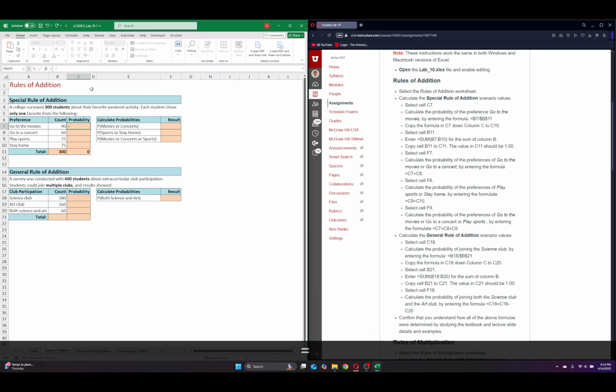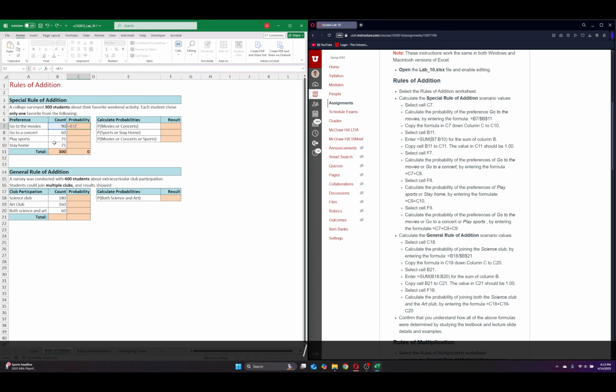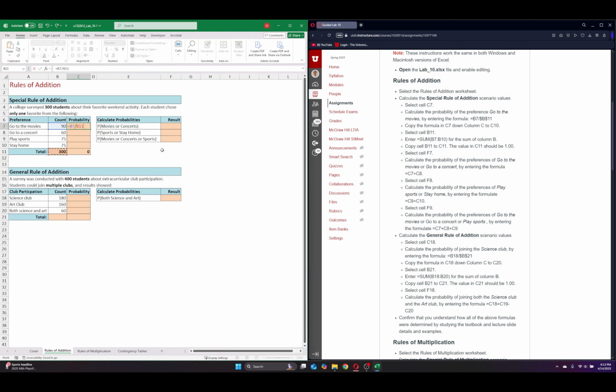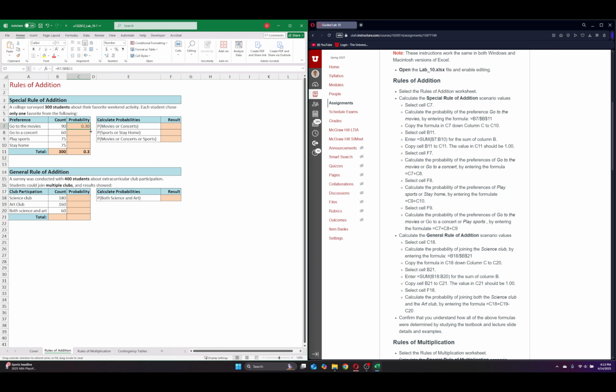Let's type in this probability. This probability is going to be B7 divided by our total, and we're going to absolute this. Let's say at 0.3. And the next thing we want to do is drag our formula down, and we should get our probabilities right there.